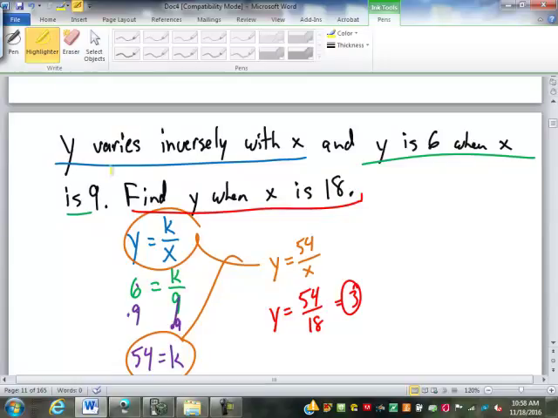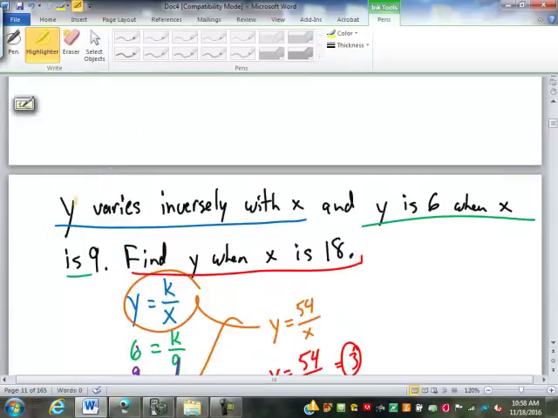The first thing for any of these is you've got to start out with the relationship. If it says inversely, it's y equals k over x. If it says directly, it's y equals k times x. If they give you a set of values, like y is 6 when x is 9 in this case, that means you can replace the y and the x with those numbers and figure out what k is.